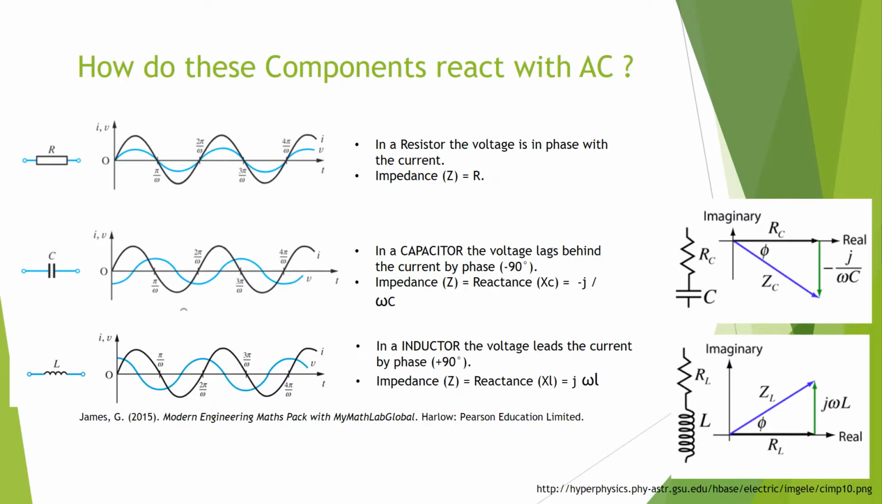How do these components react with AC? In a resistor, the voltage is in phase with the current, therefore impedance equals resistance. In a capacitor, the voltage lags behind the current by phase minus 90 degrees, therefore the impedance equals the reactance. This equals minus j over ωC as shown in the top right hand image. In an inductor, the voltage leads the current by phase positive 90 degrees, therefore the impedance equals the reactance, as shown, jωL, which is shown in the bottom right hand image.